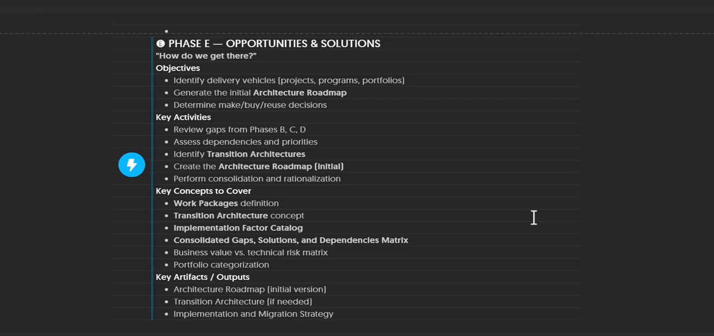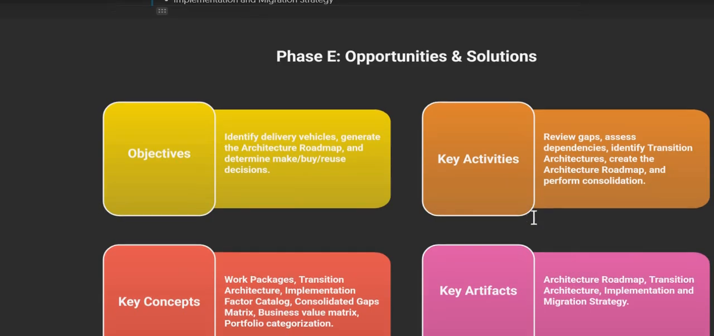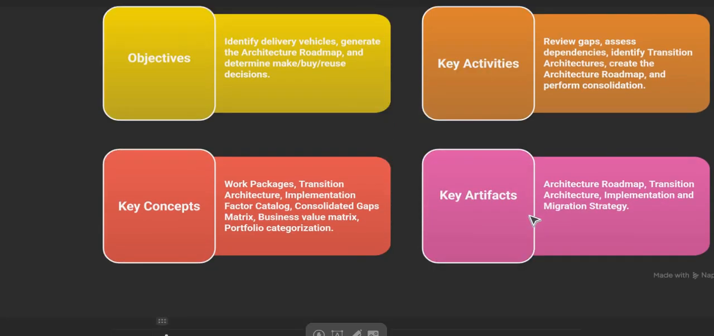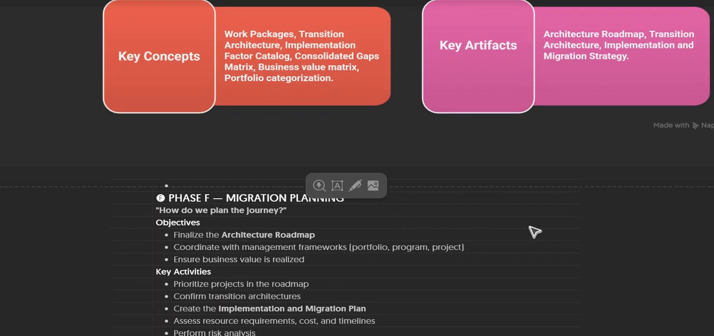So what type of opportunity are you going for? Here you can see this: identify the delivery vehicles and generate the architecture roadmap. This is the main objective. The key activities are to review the gaps, and the artifacts are the architecture roadmap. Work packages happen here as a key concept.